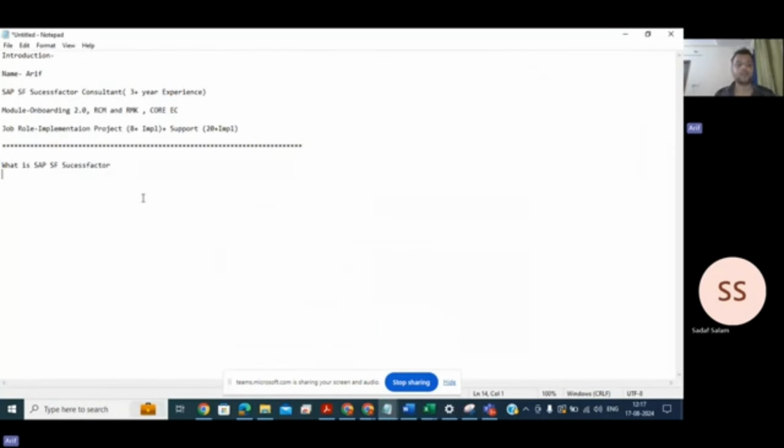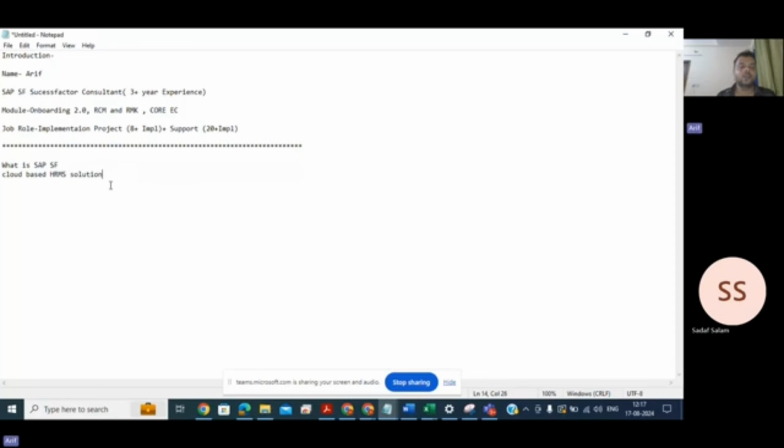Okay, so now I'm going to start the topic. What is SAP SF, SuccessFactors? We call SuccessFactors SAP SF. So what is SAP SuccessFactors? SAP SF is nothing but a cloud-based HRMS solution, which deals with all HR-related activities.